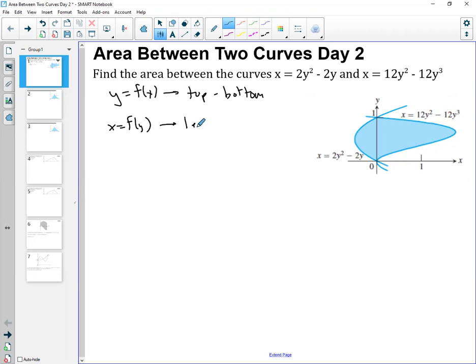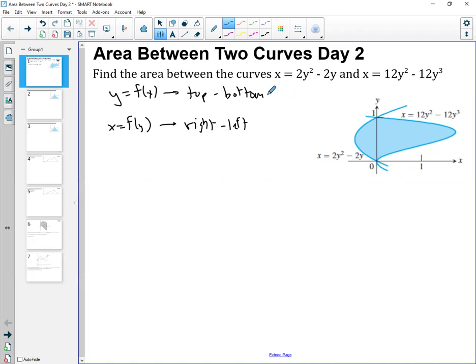instead of doing top minus bottom, we're going to do right minus left. What I mean is we do the right curve minus the left curve. So this one would be the one on the right, and this would be the one on the left. You just basically think of it like everything is sideways. Instead of doing top minus bottom, we're going to do right minus left. So it's the same trick, except everything is in terms of y now.